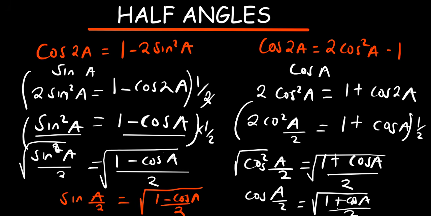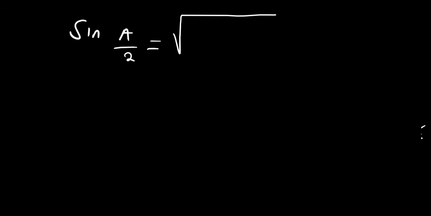So these are the half angle formulas that you're supposed to know. What are we talking about? Sine a over 2, because you've halved a, equals the square root of 1 minus cos a, or the angle, divided by 2.